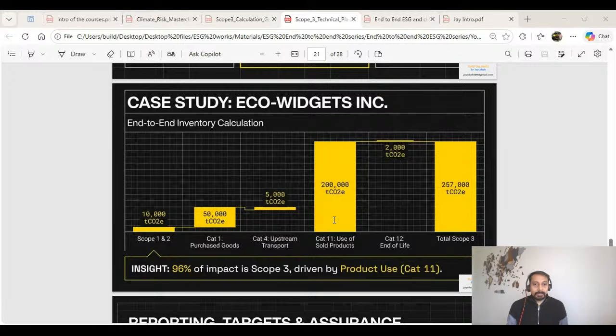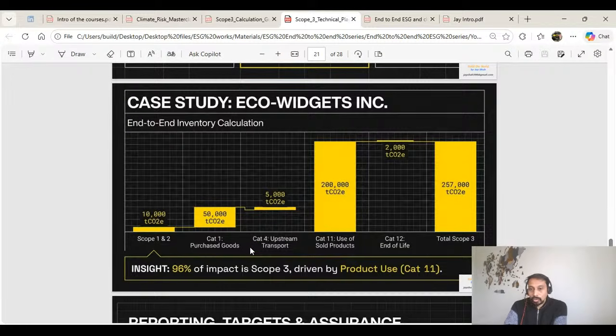So this particular Ecoviges is selling electronics items to various types of end-to-end customers, and they have generated scope 1 and 2 emissions. Also, they have calculated various categories that you can see here: category 1, category 4, category 11, category 12, and you can see the scope 3. So they decided in the first year that they are going to calculate category 1, category 4, 11, and 12.